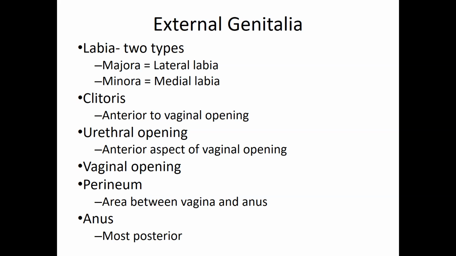And those are the ones that actually encircle the vaginal canal. So there's a clitoris there, and that's going to be anterior to the vaginal opening. And then the urethral opening is actually anterior to the vaginal opening. So if we're looking from anterior to posterior, it's going to go clitoris, then urethra, and then vaginal opening. Then we have the perineum, which is the area between the vagina and the anus. And then the anus, of course, is going to be most posterior.